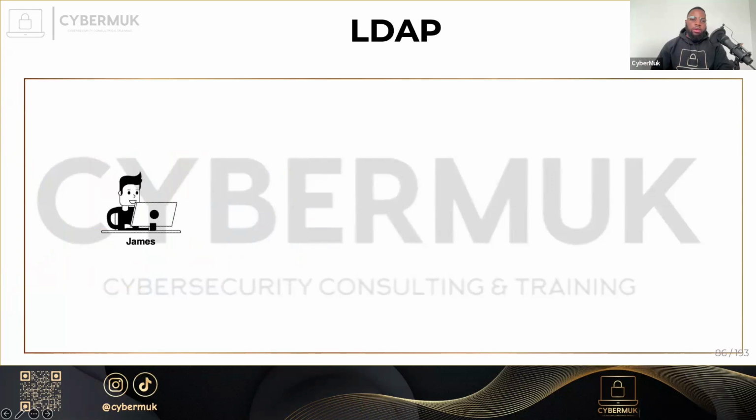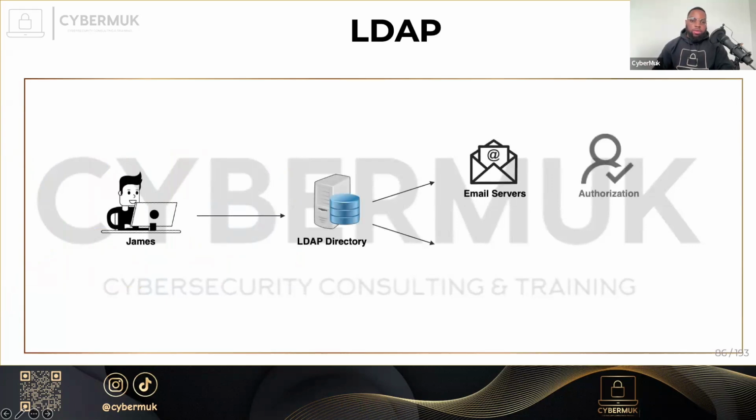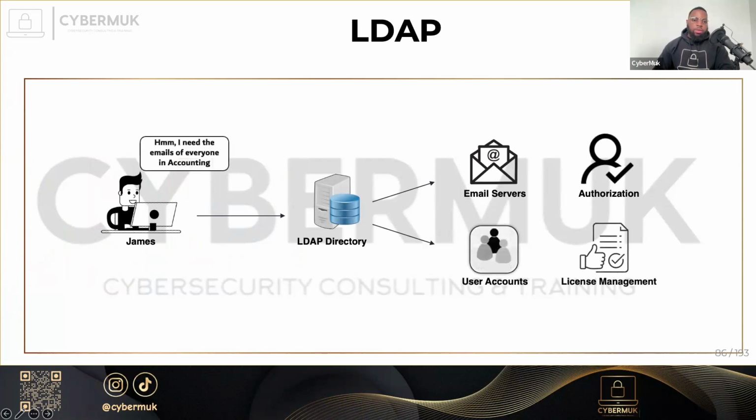So you have an example here of James who is trying to connect to the LDAP servers, and you have email servers, user accounts, and more. What happens if he says, I need the emails of everyone in accounting, and he submits a request, then he gets the emails of people in accounting. Very high level illustration, but that's a little bit how it works.